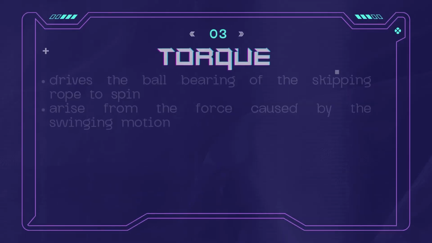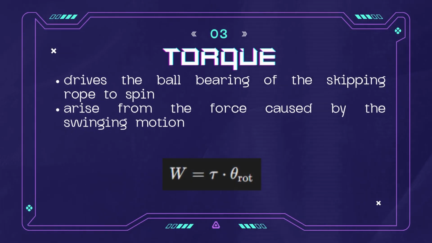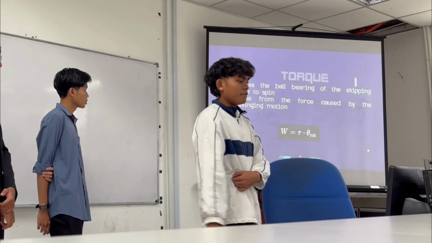So the torque will drag the ball bearing of the skipping rope to spin, and it also arises from the force caused by the swinging motion. So this is the formula of the torque itself. Next I will pass to Abid now.